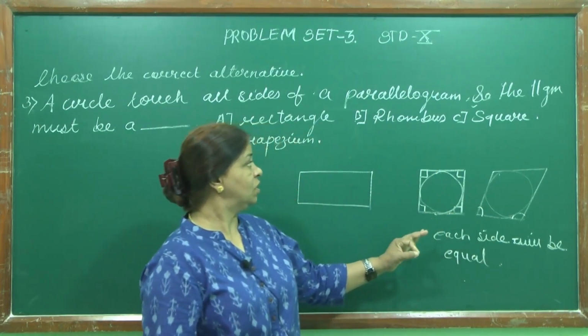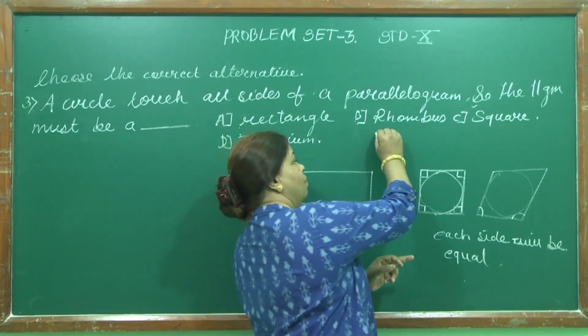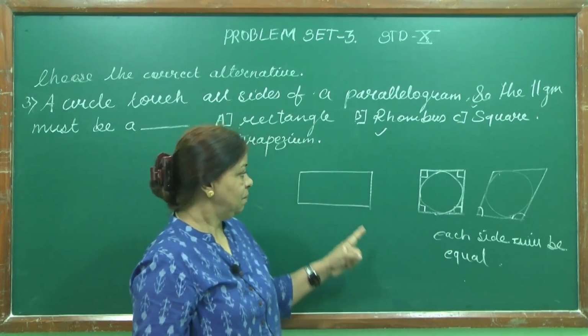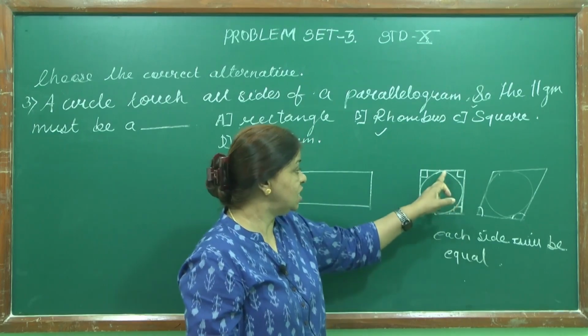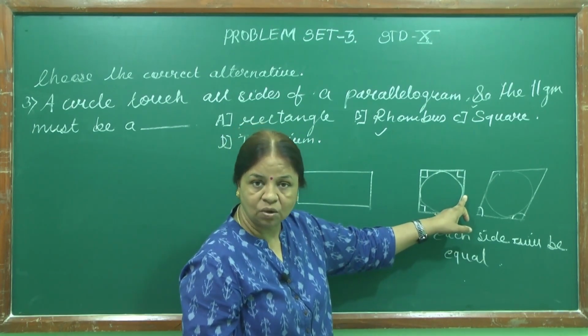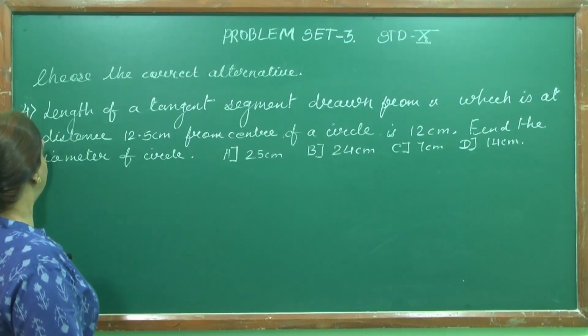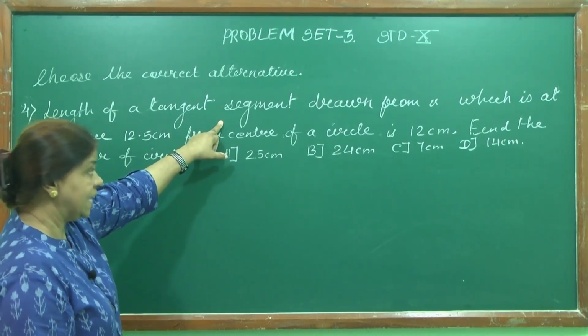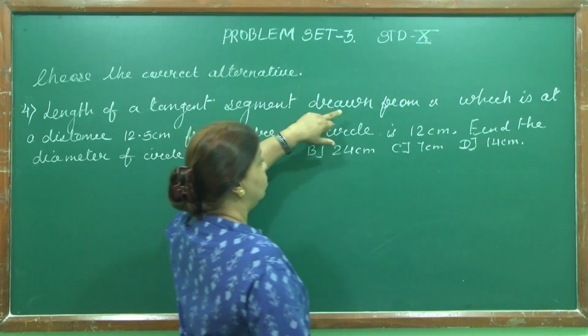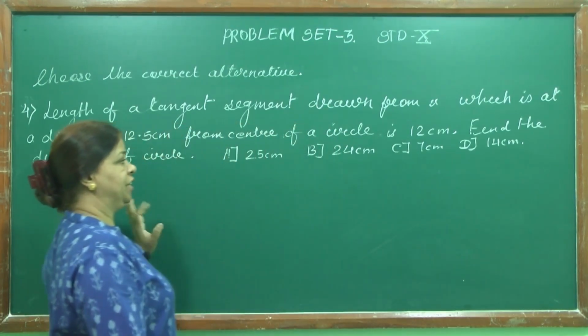In your textbook, the answer given is rhombus as the correct option, but even a square is a correct option. Why? Because each side of a square is equal. Now fourth, length of a tangent segment drawn from a point.